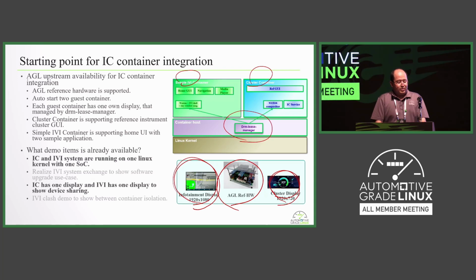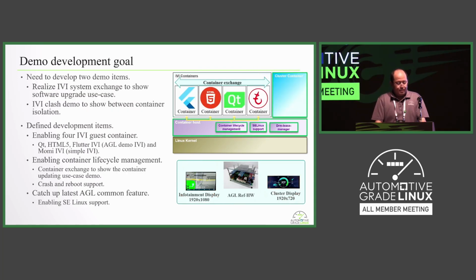We need two extra developments. So we need to develop two items. One is to realize the IVI system exchange. Another one is the IVI crash demo.